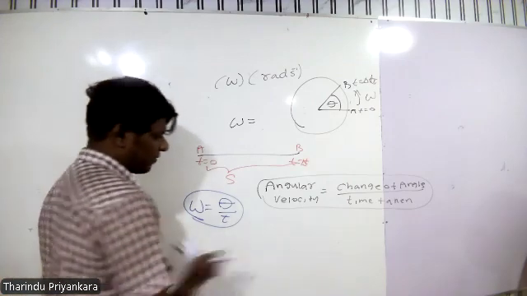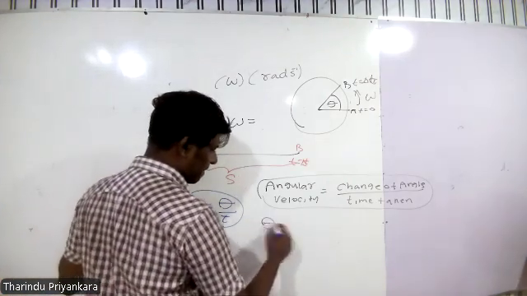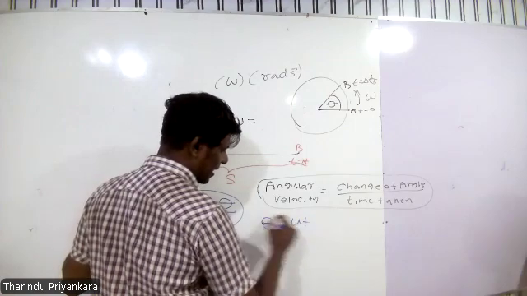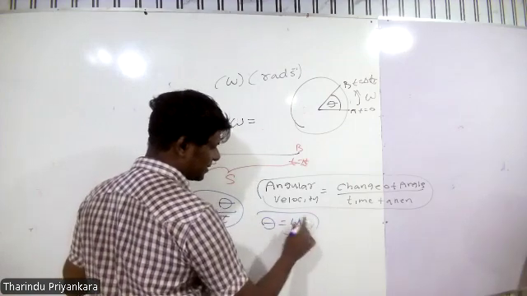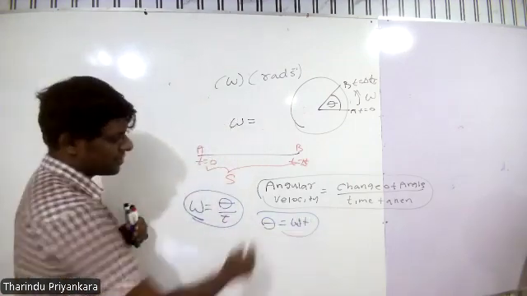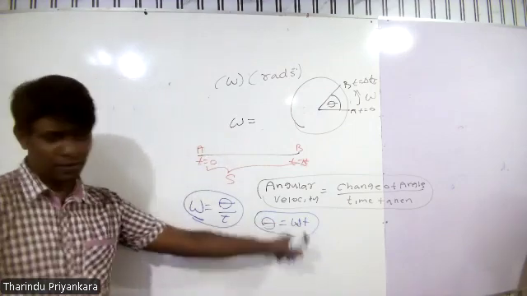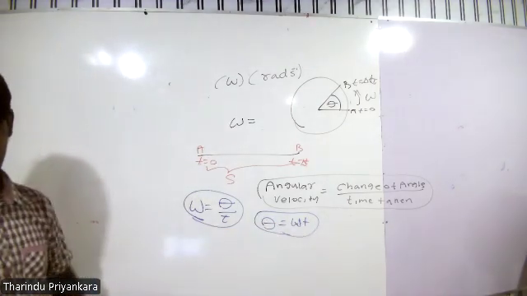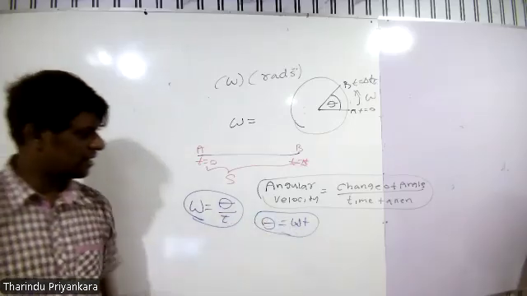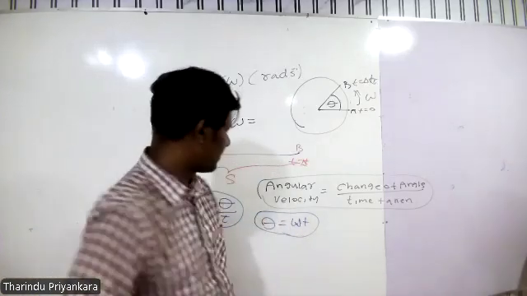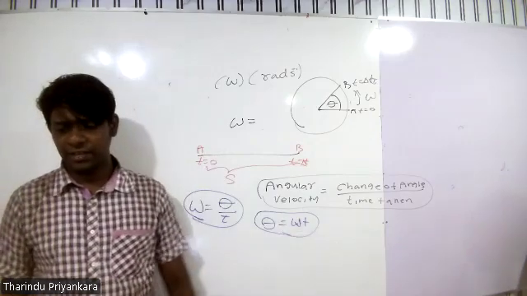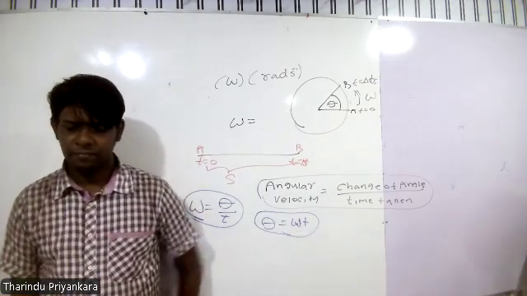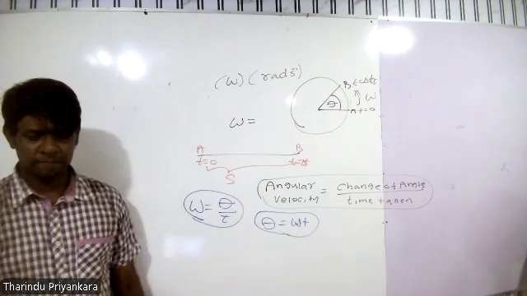And the cross multiplication of that, also remember: theta equals omega t. This will be very useful in simple harmonic motion and then in magnetic field as well. This will be a really useful equation in simple harmonic motion and magnetic field. Ready? Copy this.